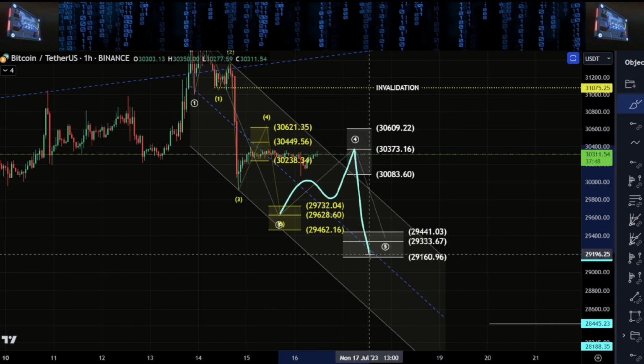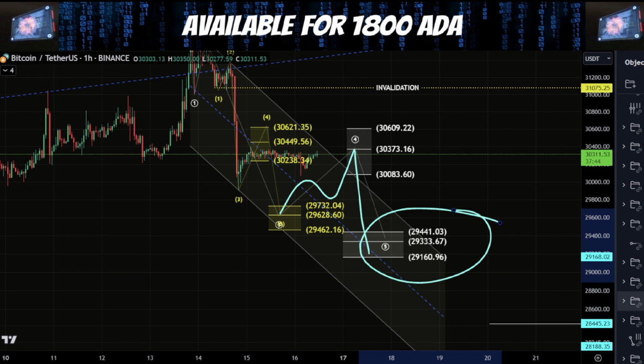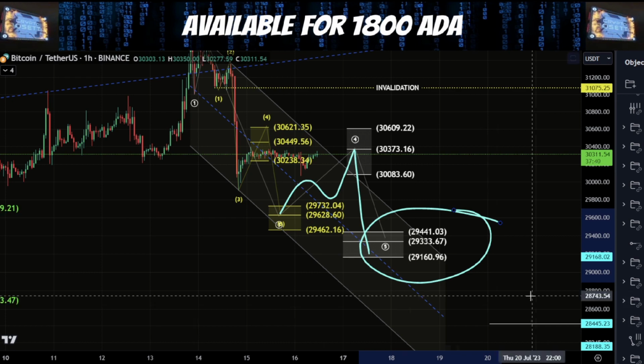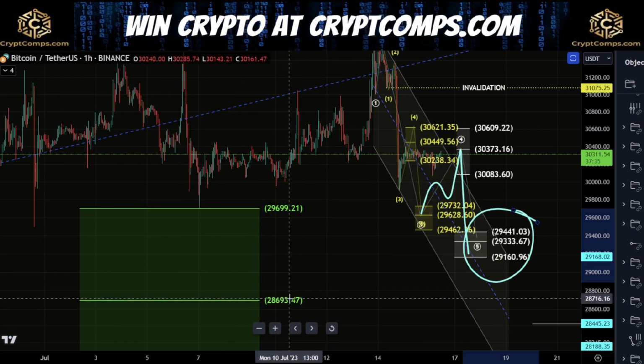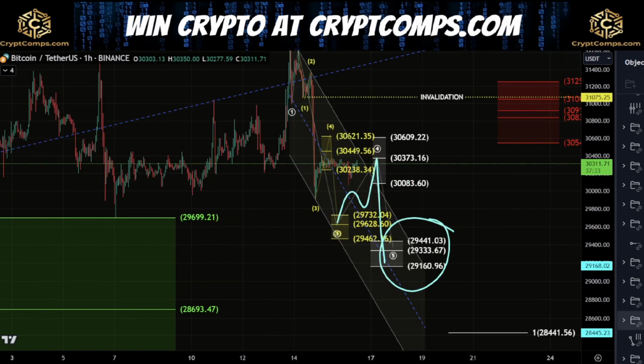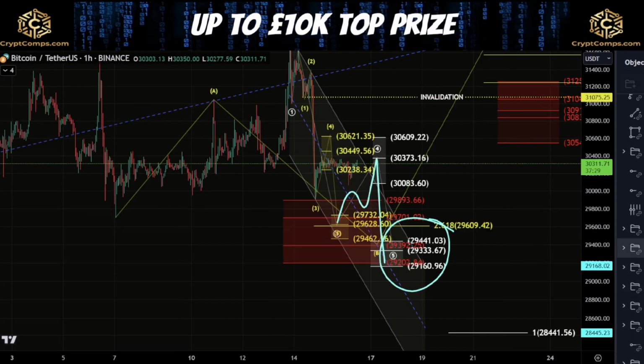If we get another 4th and a 5th, potentially this could mean we move lower down here towards this lower range, which is this 29,441 to this 29,160. Still not quite where I would like to come here in relation to these lows here, but would align a little bit with the idea of this bigger B wave looking to target out this lower level here.